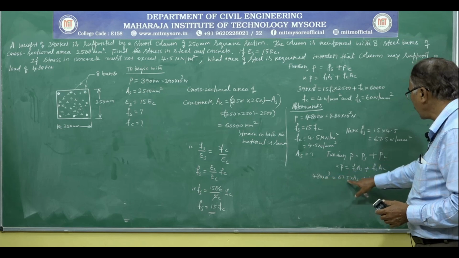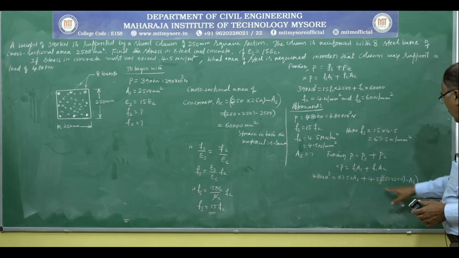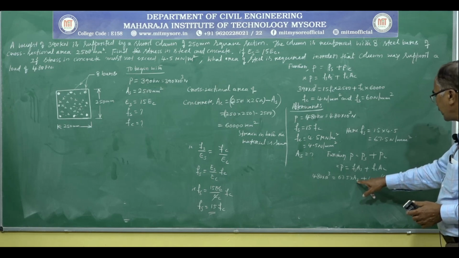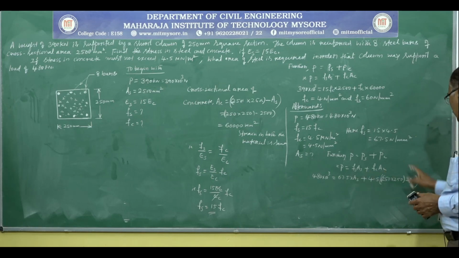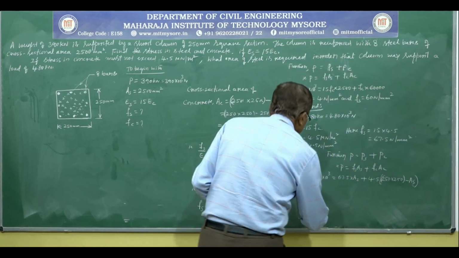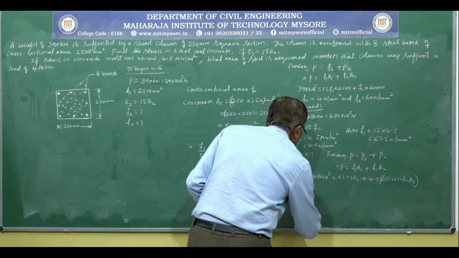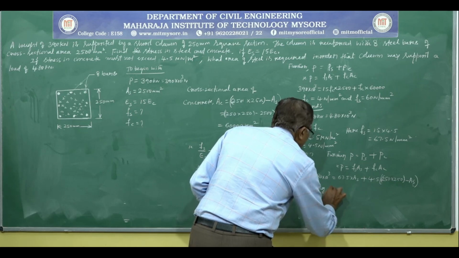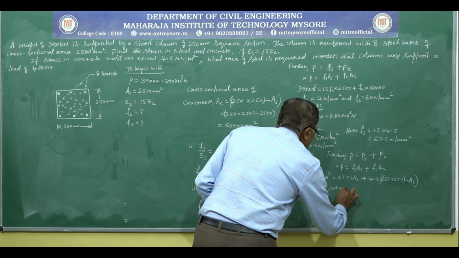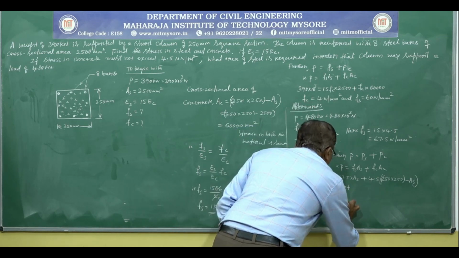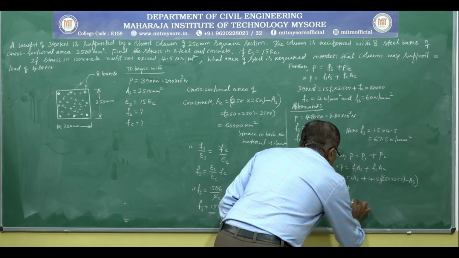We have P, we have stress in steel, we have stress in concrete, and we don't know the area of steel. Solving this, we get area of steel is equal to 3154.76 millimeter square.